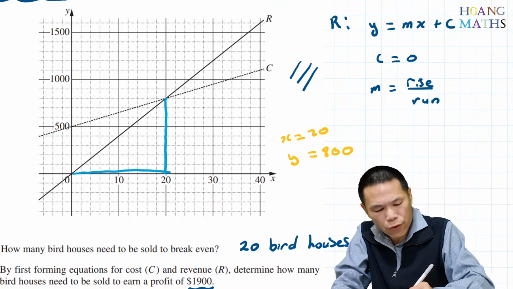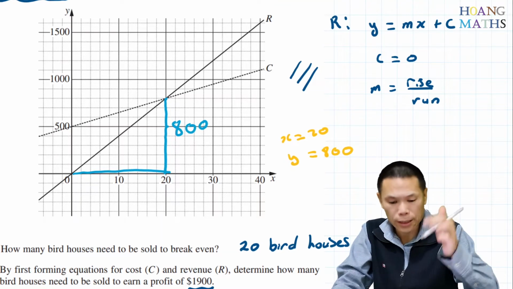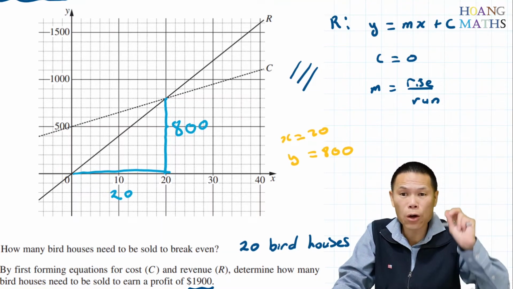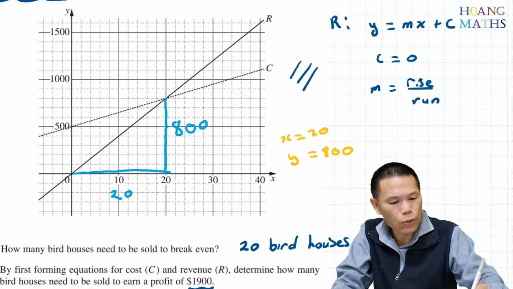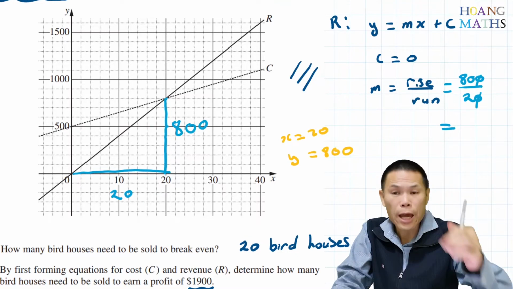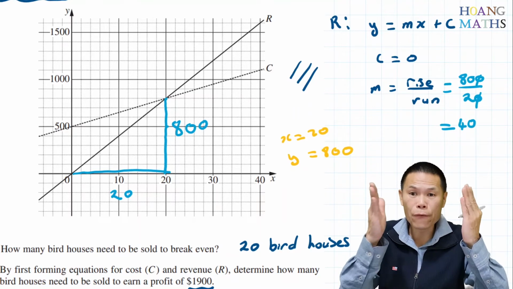So you do this. We just use the smaller triangle. Therefore, the rise is 800 and the run is 20. The gradient is rise over run and it's positive because it goes that way, okay? So if I simplify this, the zeros cancel out, and 80 divided by 2 is 40. So the gradient is 40.